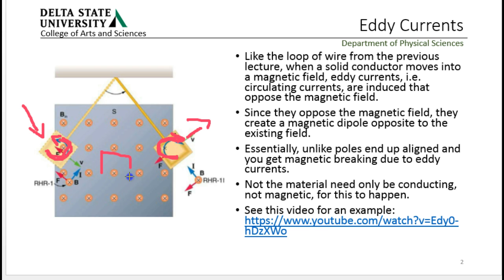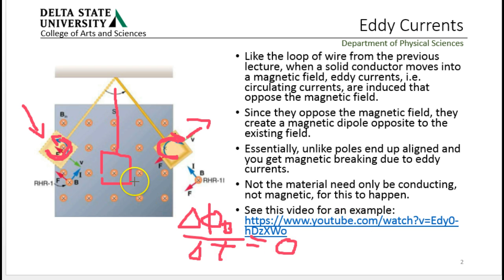When it is actually fully immersed in the magnetic field, then there's no longer any change in the magnetic flux, right? So the magnetic flux change with respect to time at that point is zero. So there are no eddy currents when it's fully immersed in the magnetic field. There are currents when it comes in, currents when it comes out.